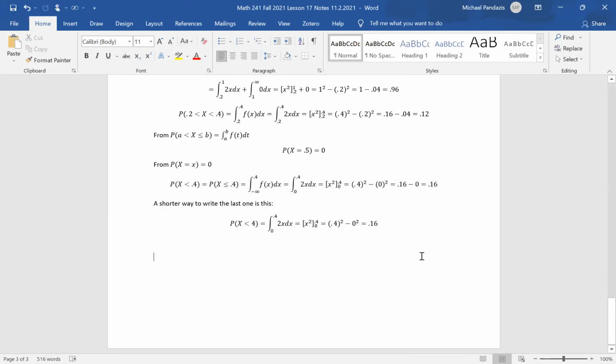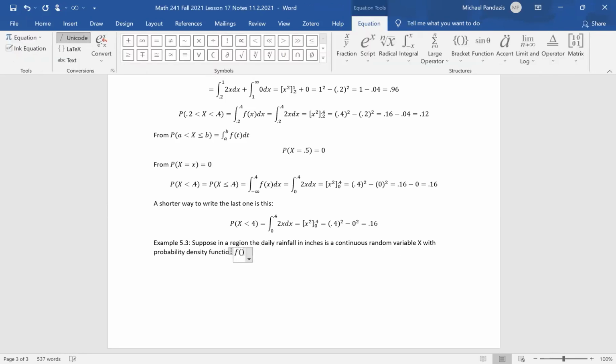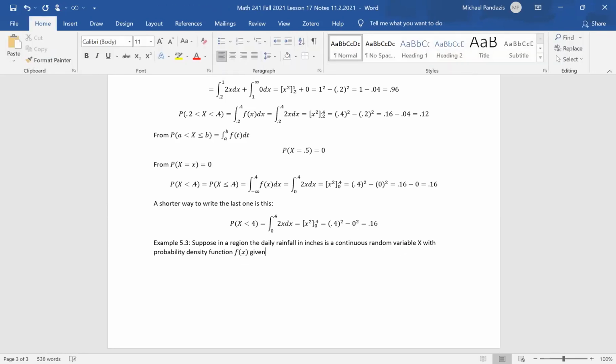Okay, so next is example 5.3. Suppose in a region, the daily rainfall in inches is a continuous random variable, capital X, with probability density function, little f of x, given by the following function.